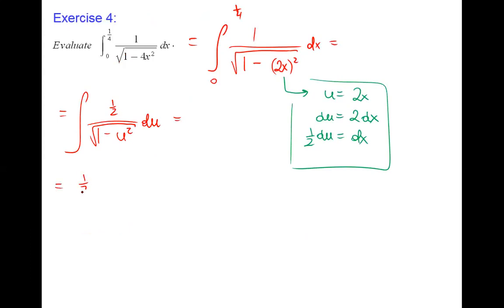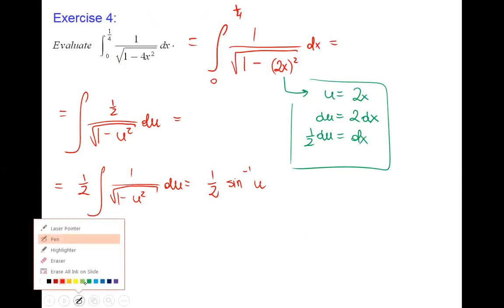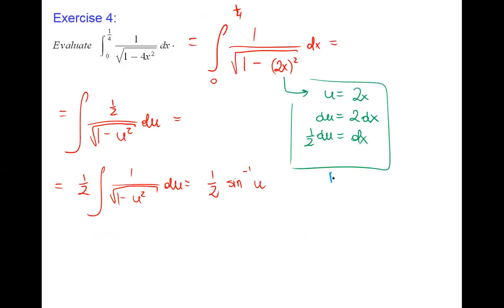Very good, 1/2. I can rewrite one more time. And what is this integral? Of course, it's the new formula, just inverse sine of u. What is missing? Normally I would replace u with 2x and put plus the constant, but we do have limits of integration. You probably noticed I didn't put the limits because we need new limits.